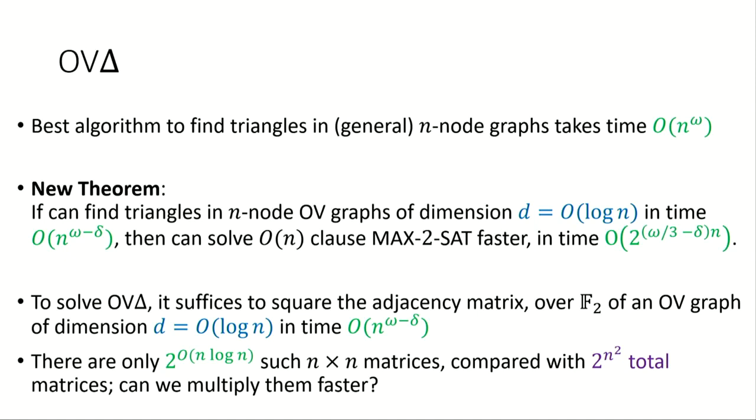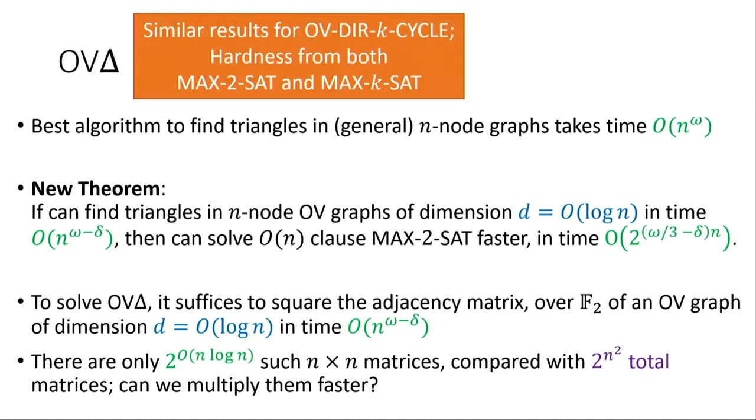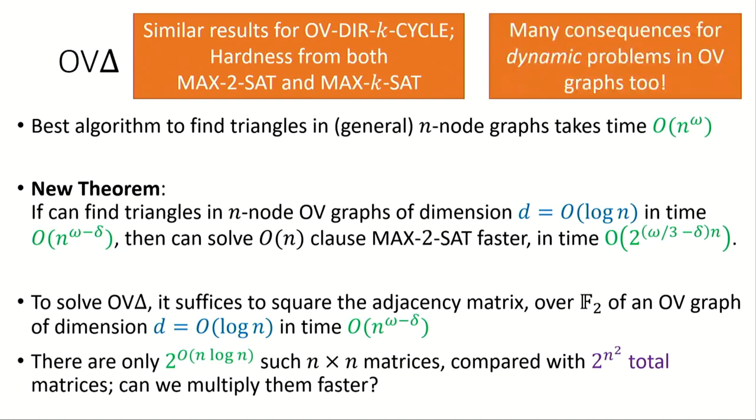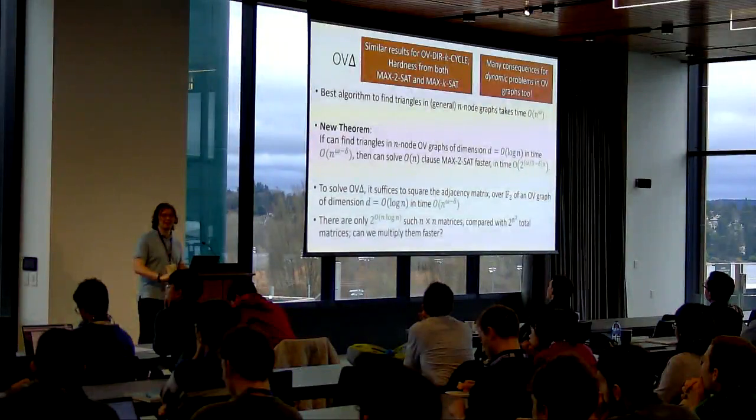And then in addition to this, we also prove similar results for OV directed k-cycles. We show a similar kind of hardness result from Max-kSAT for any k. So in fine-grained complexity, triangle finding is already known to be related to lots of different dynamic problems. So we also, almost as a direct consequence of this, show hardness for a lot of dynamic graph problems where you get dynamic updates where you update an entry of one of the vectors defining your OV graph, something like this. But you can see the paper for more details about that.